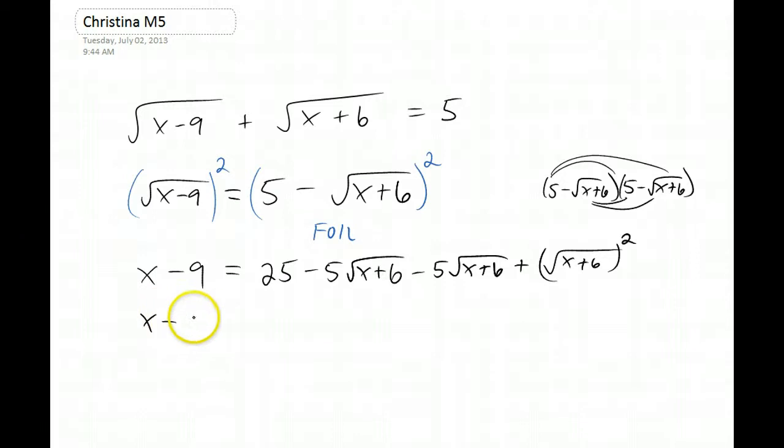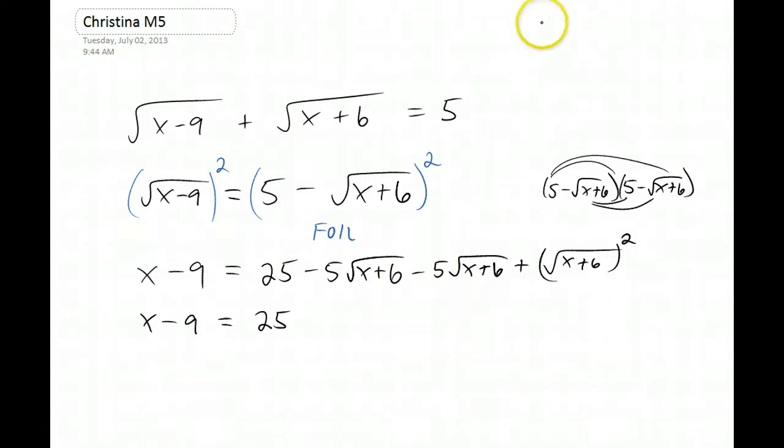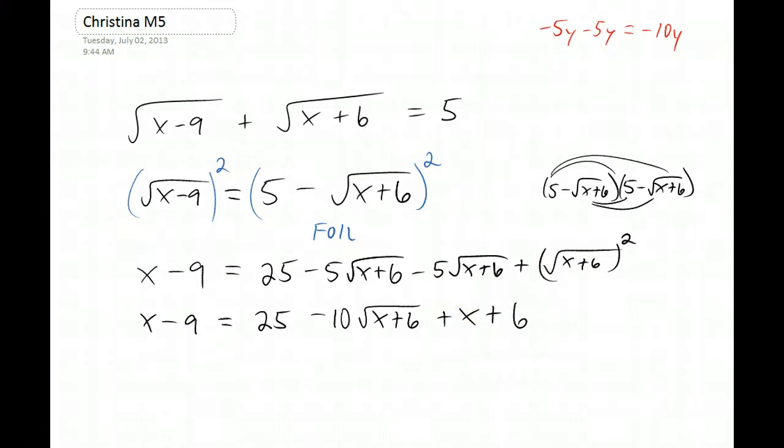So we can simplify this a little bit. Notice that these two terms are exactly the same. You have a minus 5 root x plus 6 and a minus 5 root x plus 6. Now, these are actually like terms. It's almost as if you had a minus 5y minus 5y. You know that you could combine those two things and you get negative 10y. Well, it's not y in this case, it's root x plus 6, but you can still combine those two terms and you get minus 10 root x plus 6. And as I said before, the root and the square cancel and you're just left with plus x plus 6.